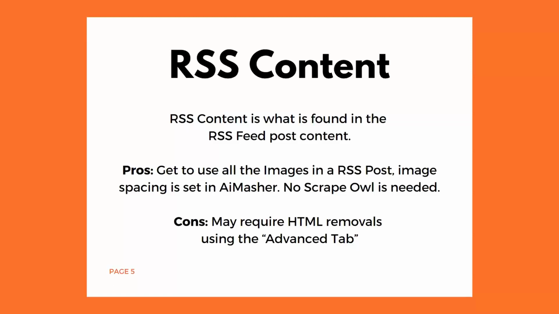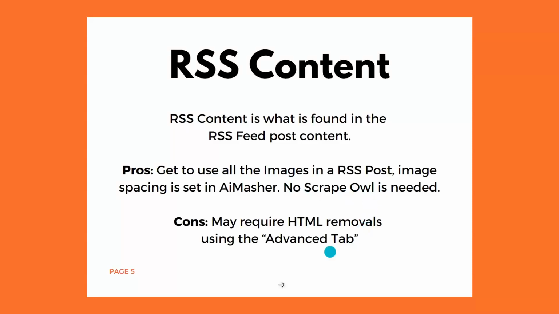Here are the pros about using the RSS content. You get to use all the images in the RSS post itself. There may be 10 to 15 images, and you can use every one of them. In fact, the AI tool will use them based on the settings you have in AiMasher. You don't need a scraper for this because we're pulling the content straight off the feed.